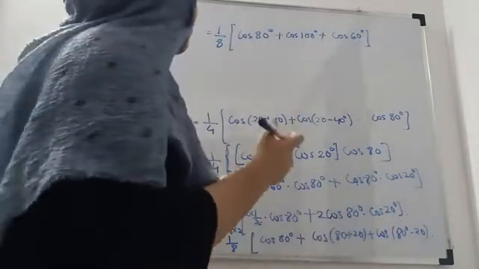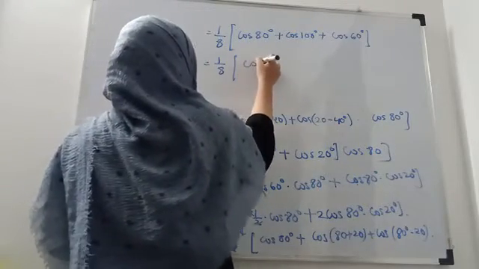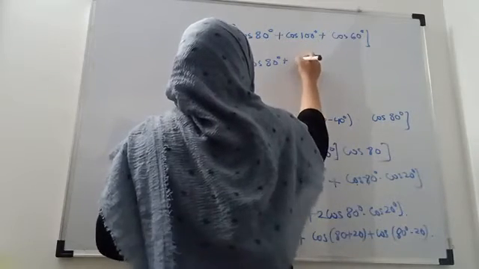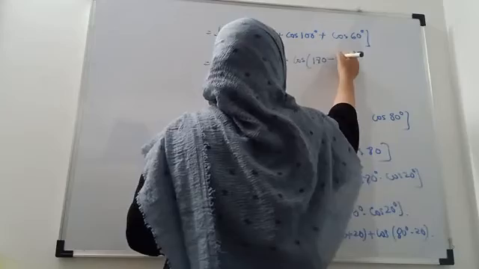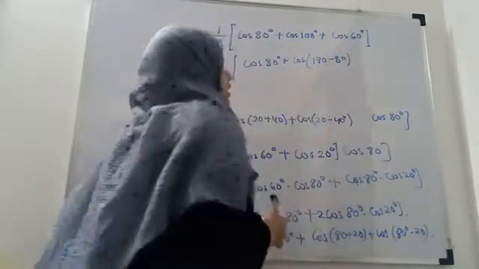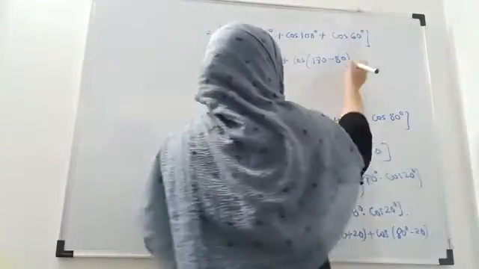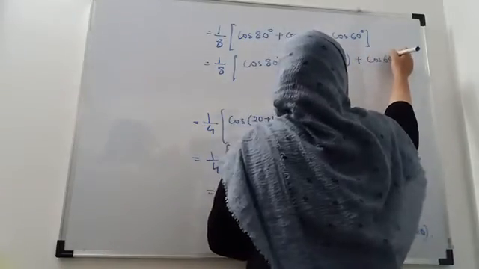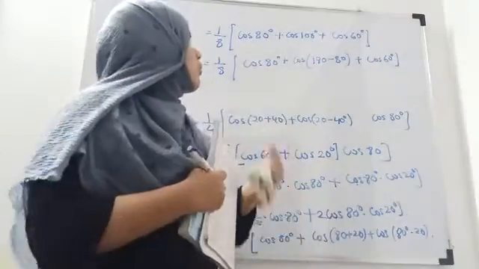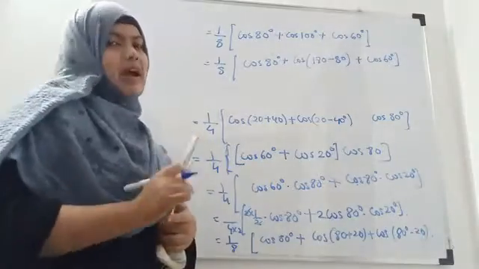Again the value of cos 60 is half. So the 1 upon 8 cos 80 stays as it is. Now we'll convert this 100 as cos of 180 minus 80. If you subtract 80 from 180, you will get 100 degree, right? Plus cos 60 degree. Now we know that cos of pi minus theta is always minus cos theta.